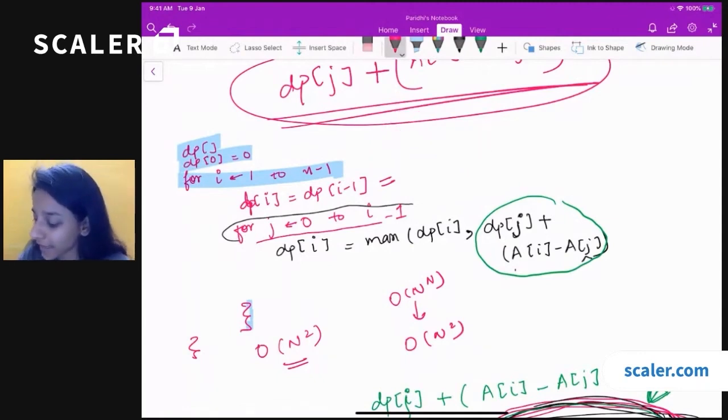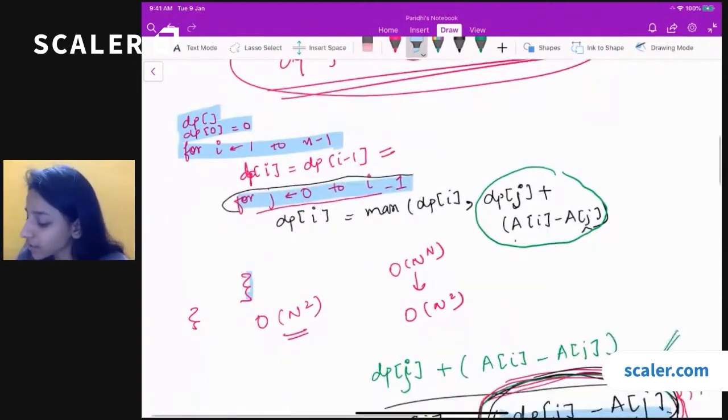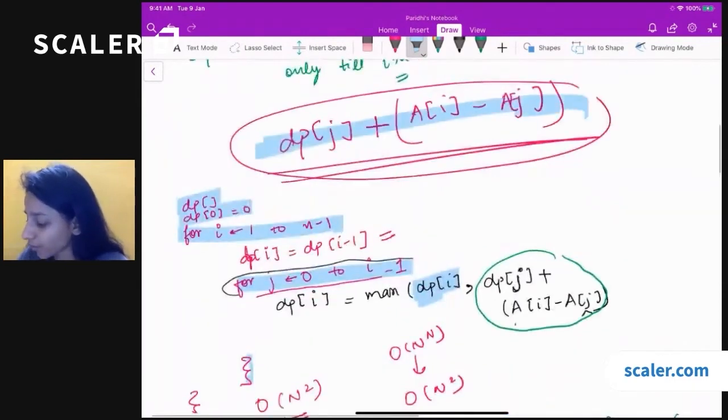Now moving ahead, if we want to sell it, we go with j from 0 to I minus 1, right? And we take whatever is maximum between DP of I minus 1 and this condition that I told you. So this is the condition when we are selling the stock, and this is the condition when we are not selling.